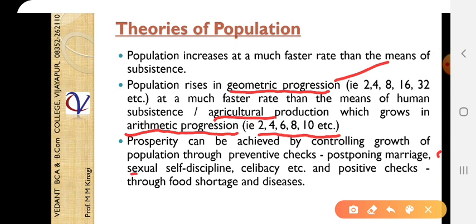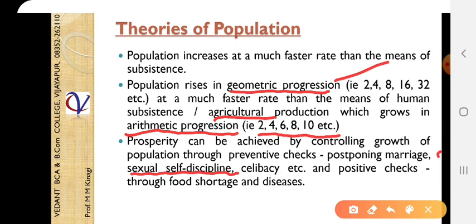Then sexual self discipline. This is also very important, as I have said. Earlier, they didn't have work or a profession, so for entertainment they used to engage in sexual activity, which led to reproduction. But now there are various preventive measures, and they need to use those measures and try to avoid the population growth. So this is very important.